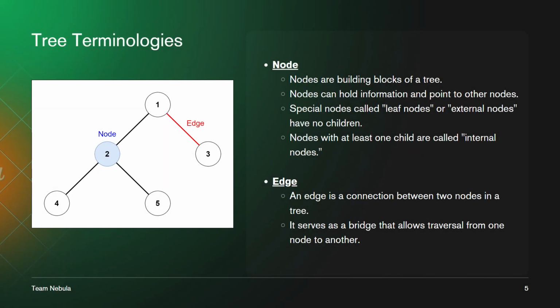Here are some tree terminologies. Node. Think of a node as a building block of a tree. Each one holds some information and can point to other nodes. Now, some nodes are special. The ones at the very ends, they are called leaf nodes or external nodes. They don't point to any other nodes. But if a node has at least one child, we call it an internal node. Edge. An edge is like a bridge that connects two nodes. It's the line that says, hey, you can get from this node to that node.